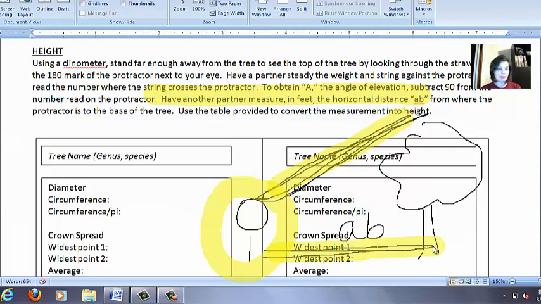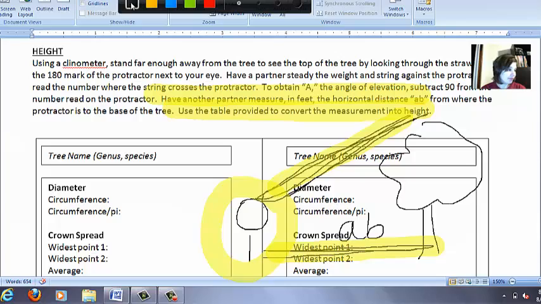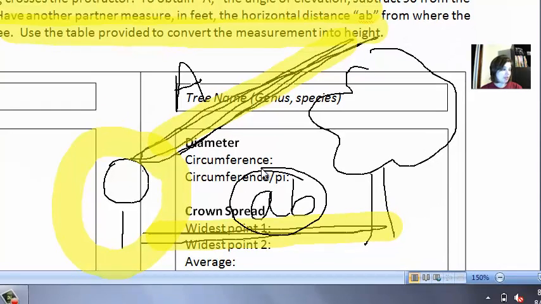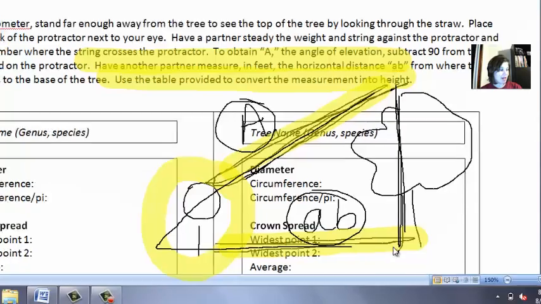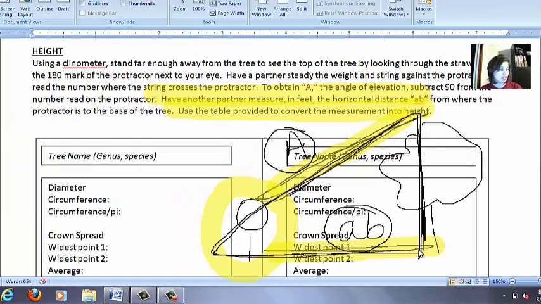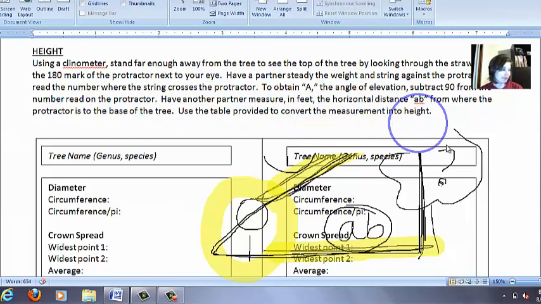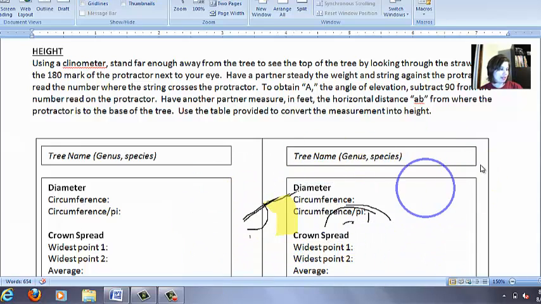distance. Okay? And then finally, I'm going to give you a little table that you're going to use that angle A, right here, the angle of elevation, and then your AB, your distance from the tree. You're going to use those to convert it into actual height. And you may be seeing already, this is going to make a right triangle. So we're going to use, as I said, some geometry to figure out what this side of our triangle actually is. It's based on the Pythagorean theorem. All right, so those are the three things you need: your diameter, your crown spread, and your height. And then, of course, your tree identification.